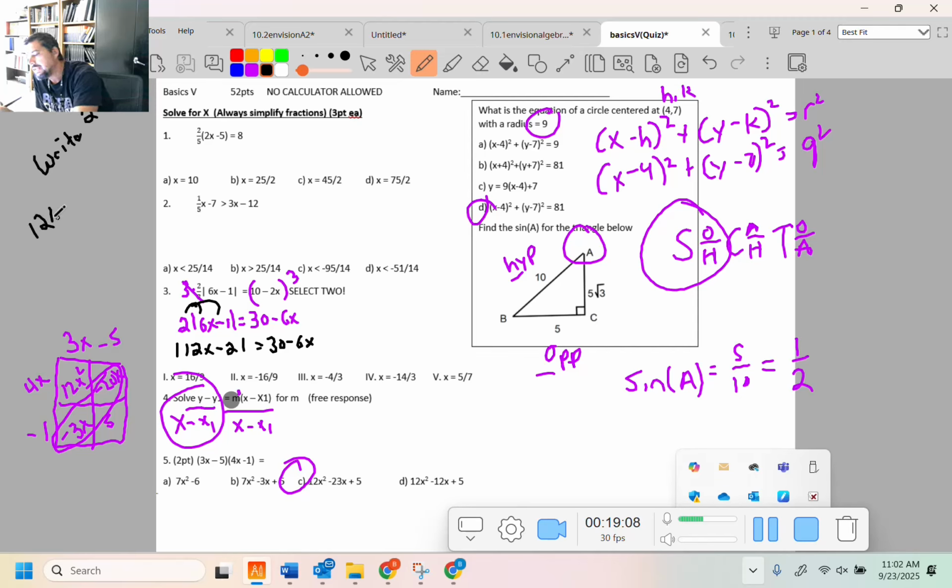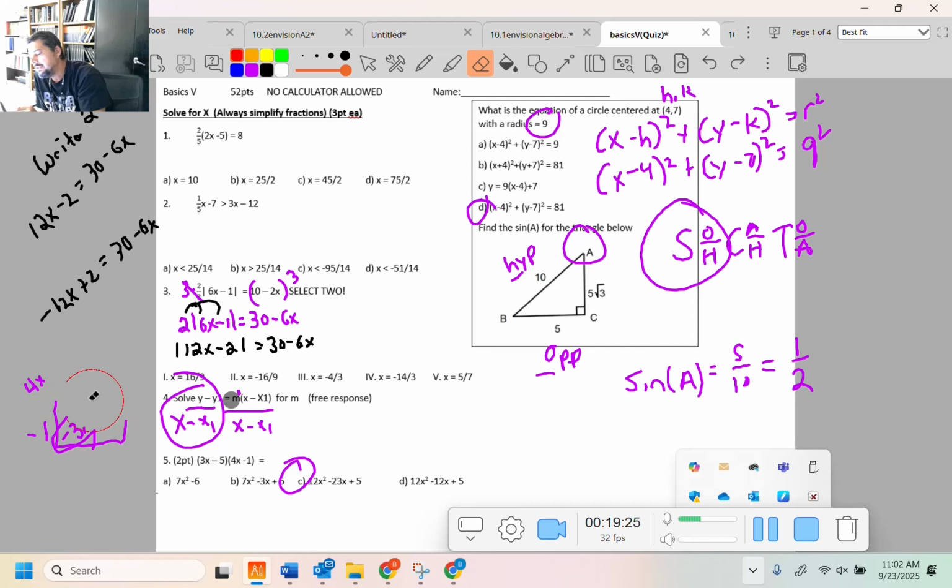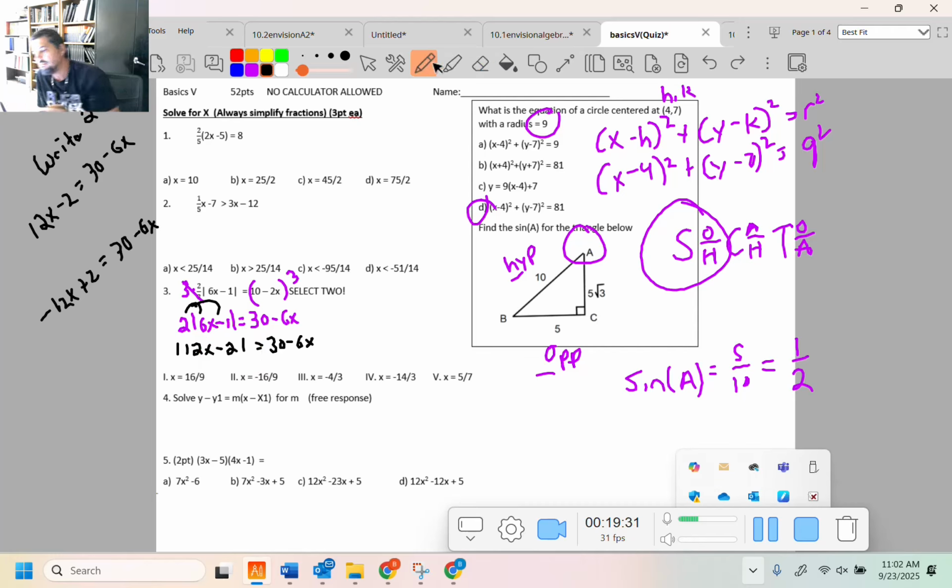That's what you had to do. One of them is as is. 12x minus 2 is 30 minus 6x. On the other one, we change these signs. It's negative 12x plus 2 equals 30 minus 6x. Now, I'm just talking about my 5th period here, but I don't think half my 5th period can solve an equation like this.